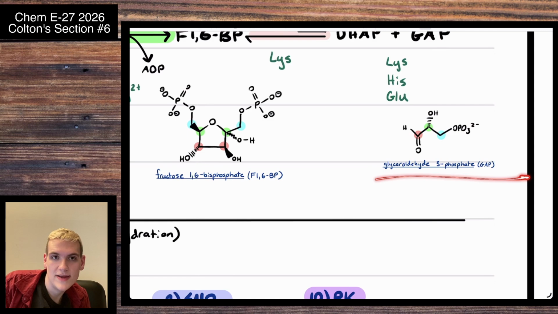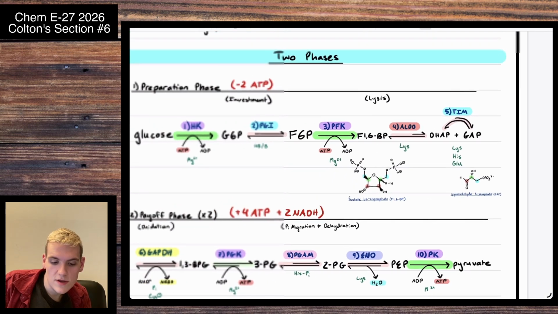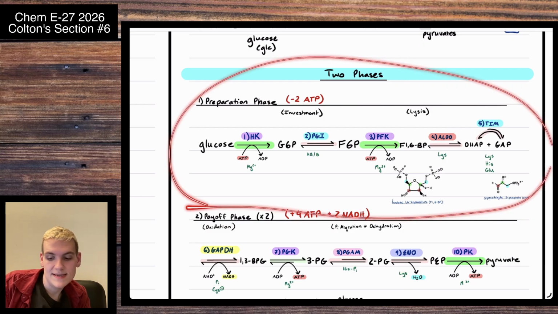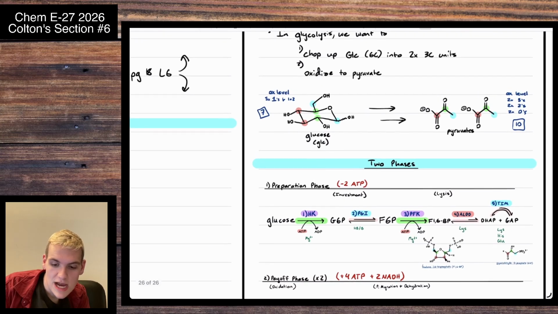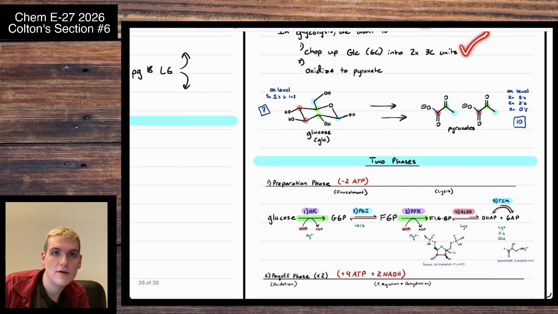glyceraldehyde 3-phosphate. So really, the goal of this first phase is to get to 2 3-carbon chunks. We are doing check mark to this chemical goal of chop up the glucose into 2 3-carbon chunks. And that's our preparation phase, where we're investing ATP, and then we are lysing it and cutting it in 2. A lysis phase, investment and lysis.